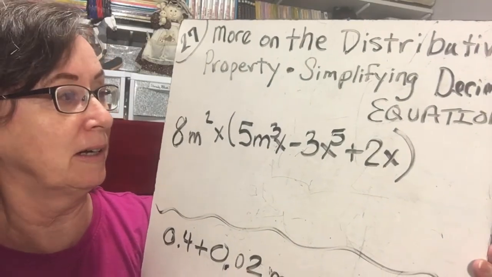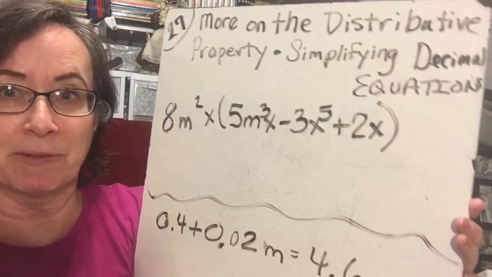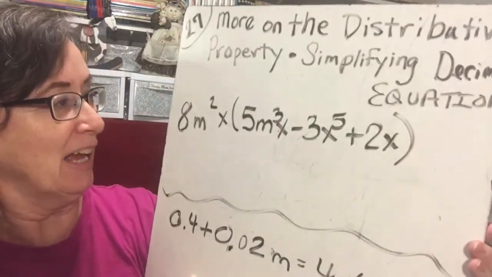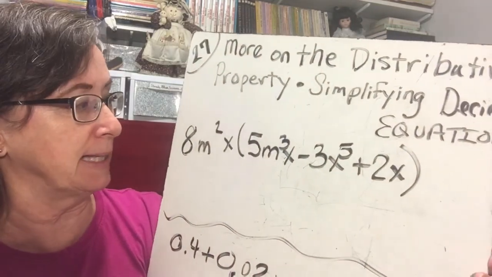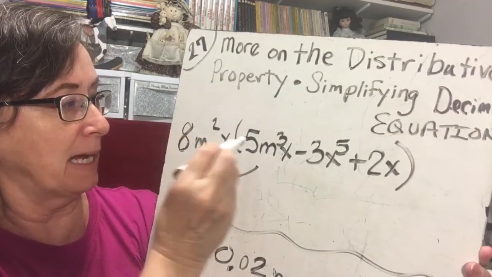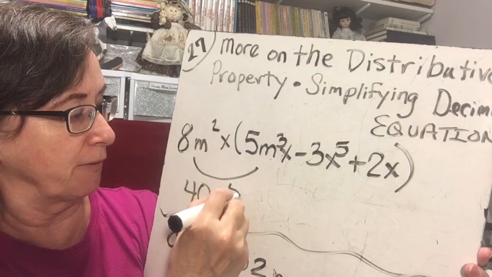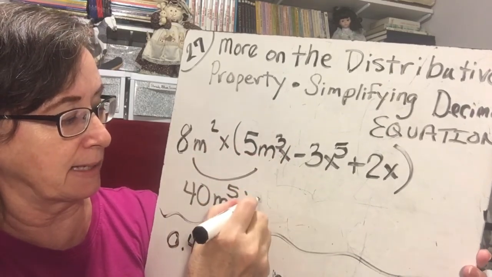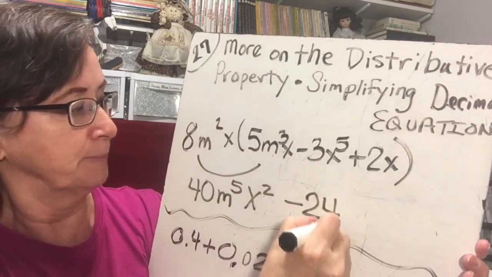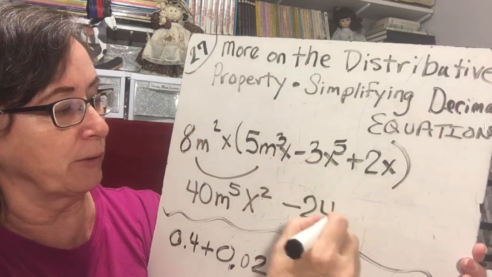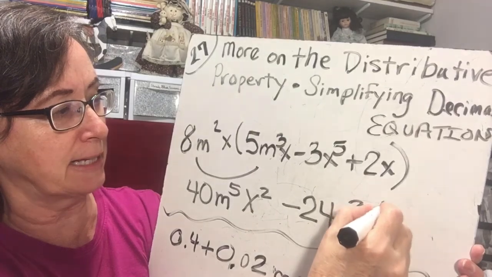Okay, so here we have our last distribution problem, and then we're going to start on simplifying decimal equations down here. So here we're going to distribute to each one of the 3 parts in the parentheses. 8 times 5 is 40. M squared times n cubed is m to the 5th. X times x is x squared, minus 8 times 3 is 24. M squared times no other m's is just m squared. X times x to the 5th is x to the 6th.